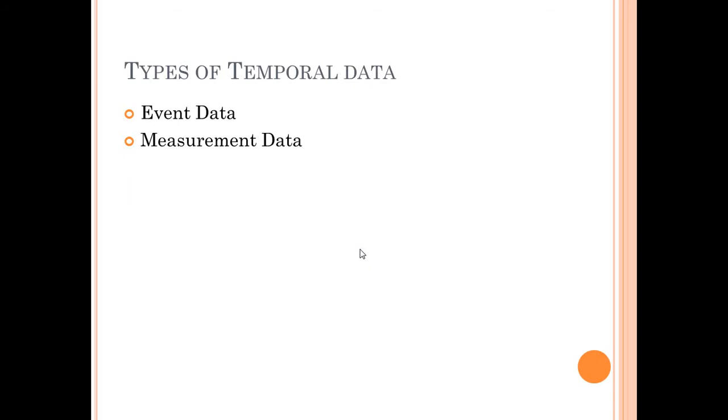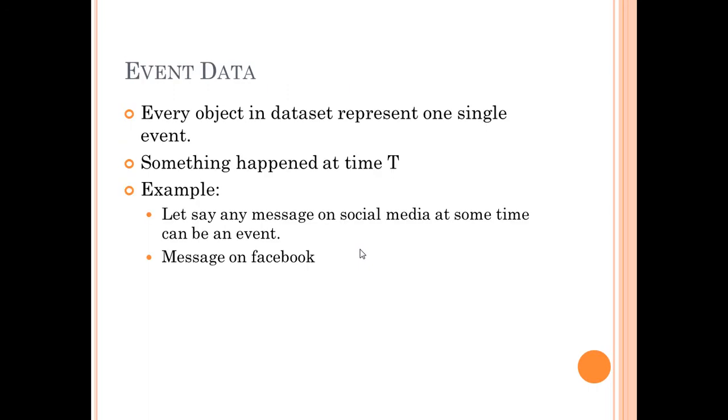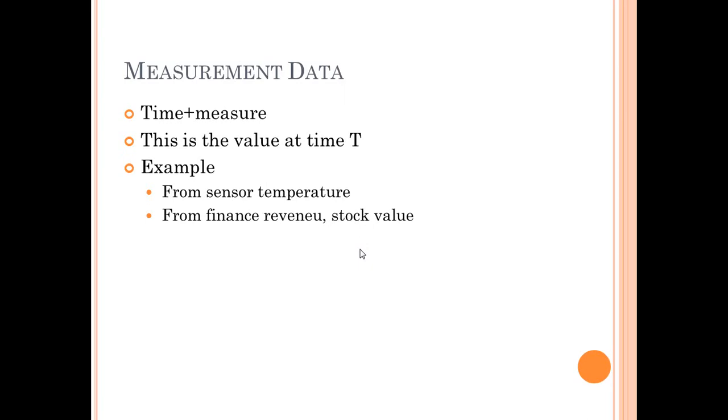There are two types of temporal data: event data and measurement data. Let us see what is event data. Every object in the data set represents one single event. For example, something happened at time t. So any message on social media at a particular time t can be an event, or a message on Facebook can also be an event. Second is measurement data. This is a particular value at a particular time. For example, from a sensor we measure temperature, or from finance, revenue or stock values.